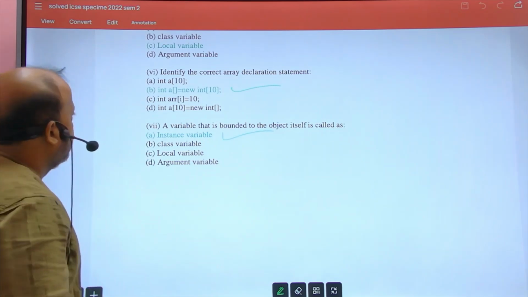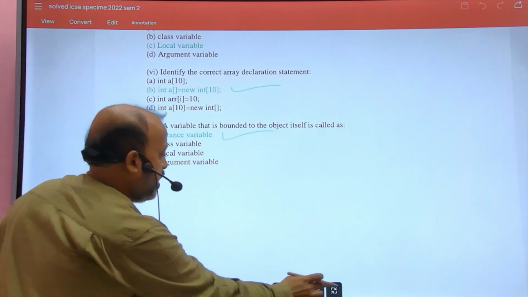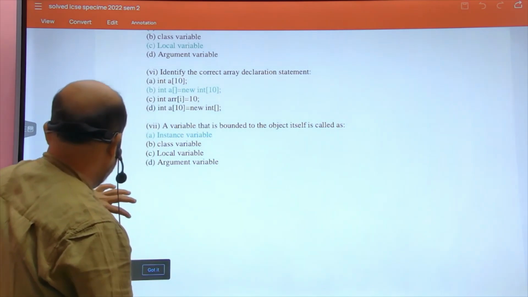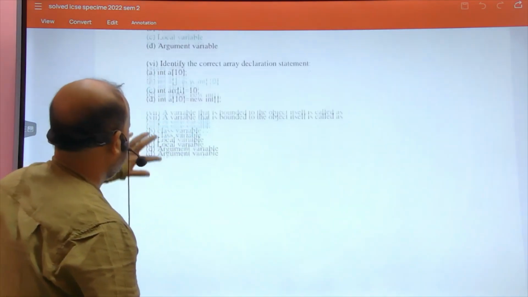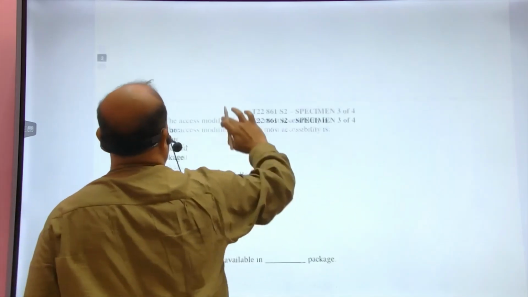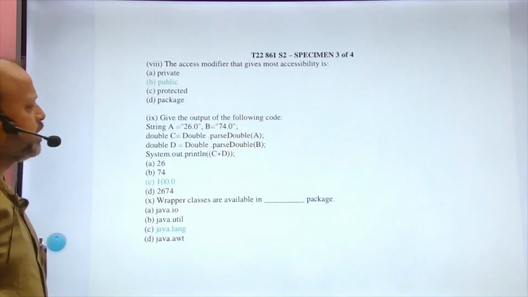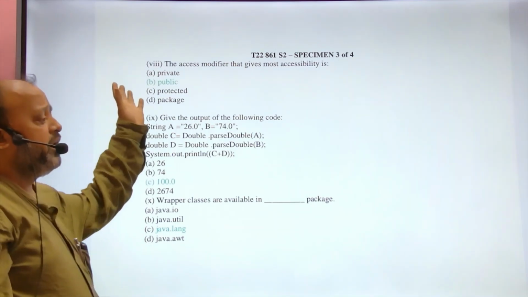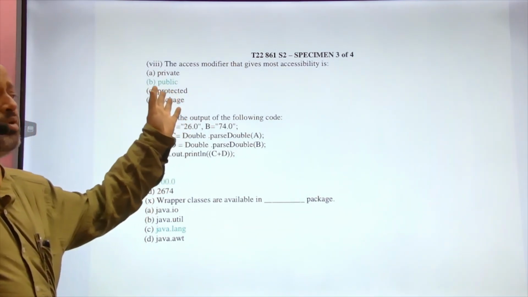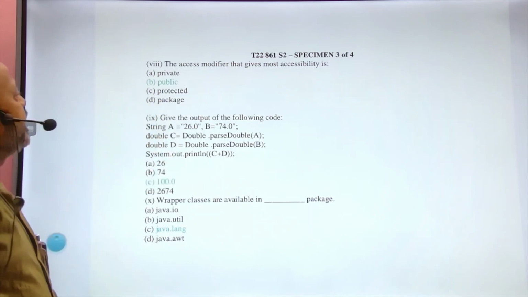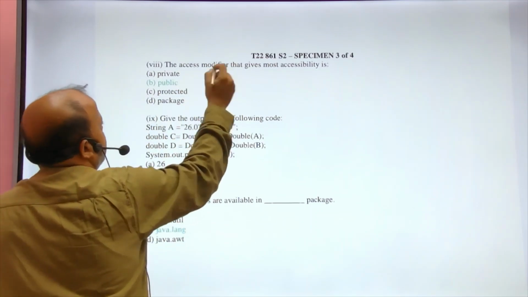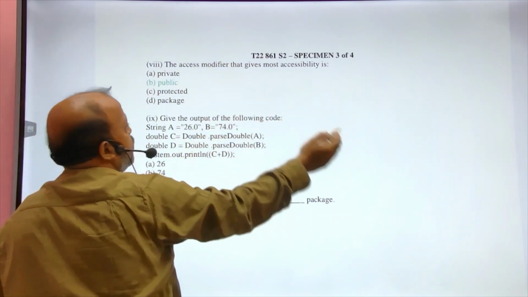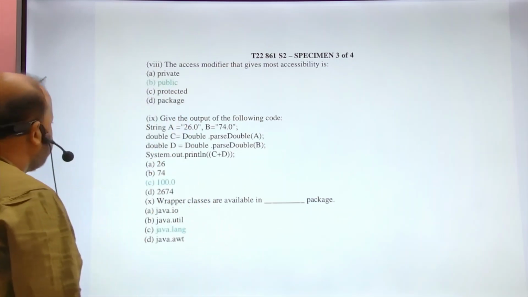Okay, 7 questions done. We need to do 3 more. Now, number 8, the access modifier that gives most accessibility, that is public. Right, this is from the encapsulation chapter, the theory chapter 1. You need to study that. Number 8 is public. Access modifier that gives most accessibility is public.